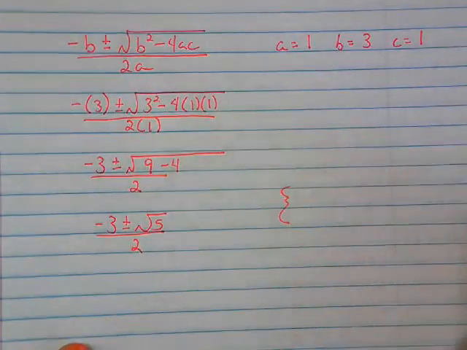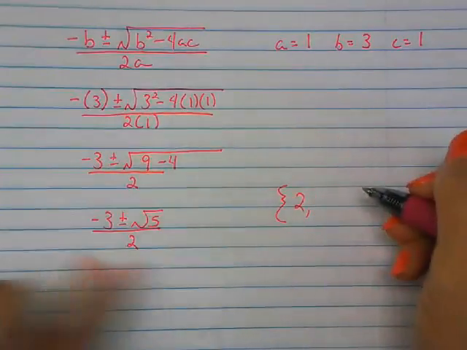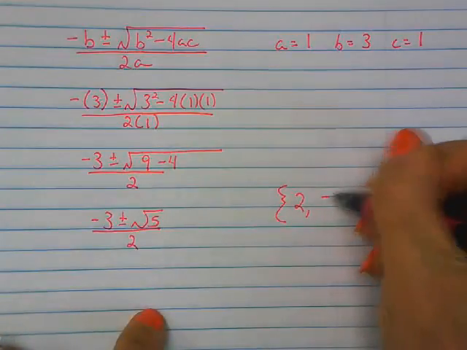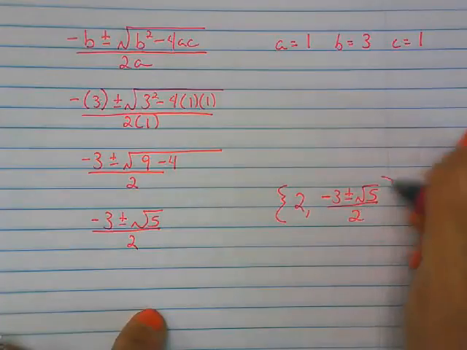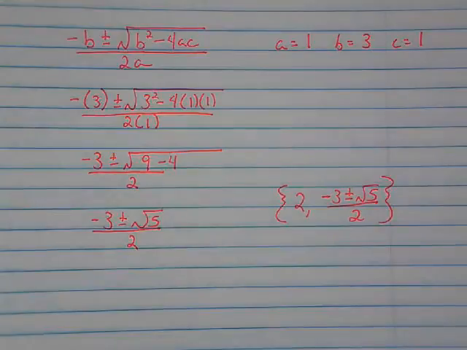And I lost my set notation when I took my paper away. So 2 was a root. Now, I like to just keep them together instead of separating them. So I just like to write negative 3 plus or minus the square root of 5 over 2. Sometimes people like to actually separate them into 2, which is fine. I'm just kind of lazy, so I put them all in one.